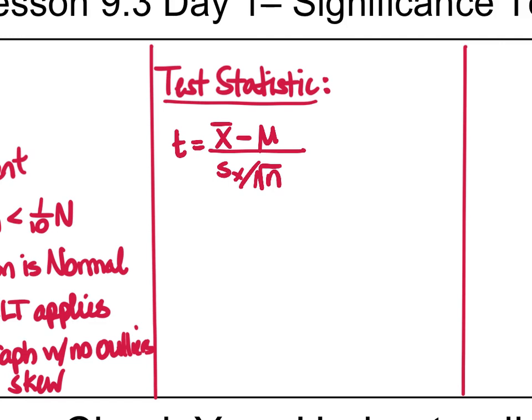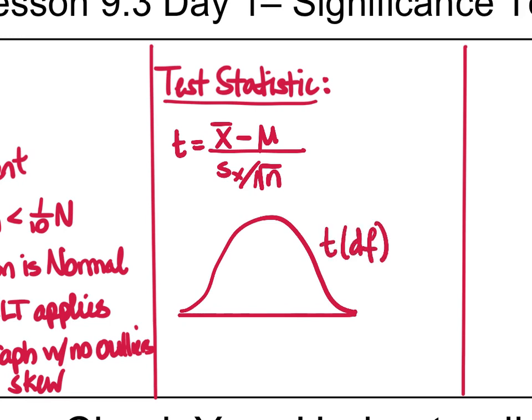And remember that we're still going to sketch and shade, so we're going to have a bell-shaped curve, but the T curve is based on the degrees of freedom. So that's something that we're going to have to be aware of.